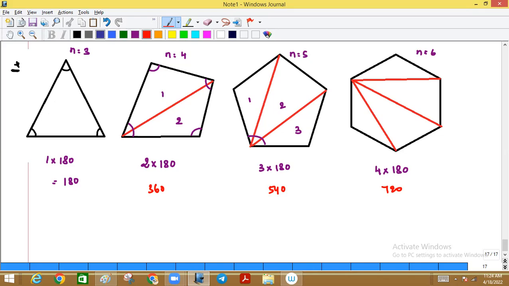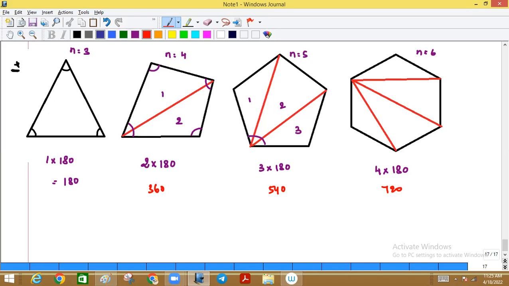For a 3, it is 1. For 4, it is 2. For 10, it should be 8 into 180. Why? Because you are reducing every time 2. Yes or no? For 3-sided, it is 1. For 4-sided, it is 2. For 6-sided, it is 4 into 180. Therefore, for a 10-sided figure, it is 8 into 180. Which means what? You can divide a decagon into how many triangles? 8 non-overlapping triangles.